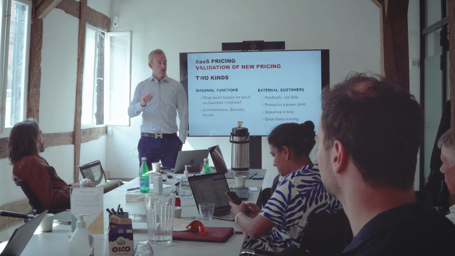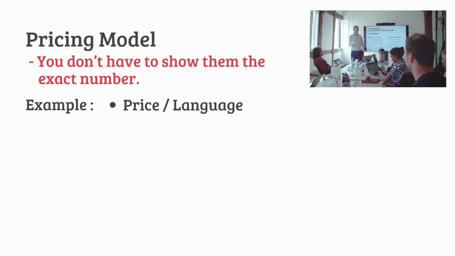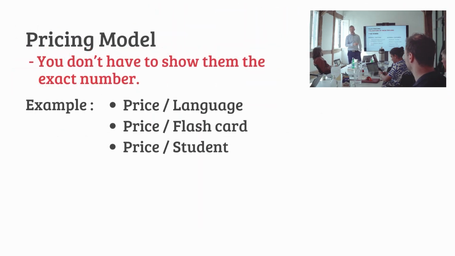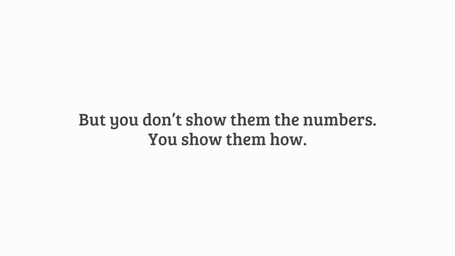But you show them the model, you show them how it's paid, you show them it's a price per, whatever it is, it's a price per language, it's a price per flashcard, it's a price per student, or it's a price per event with all the extras like dinner and the trip and so forth. Or for the platform, we have a flat fee, and for the interactions, we then have volume-based fees in tranches. Whatever it is that you charge for. We price per a percentage of the revenue of the platform. But you don't show them the numbers, you show them how.